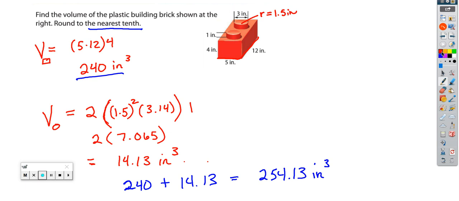So again, I'm going to underline the number in the tenths place. 3 tells 1 to stay the same. So my rounded answer, the volume, is 254 and 1/10 inches cubed. That is my final answer.